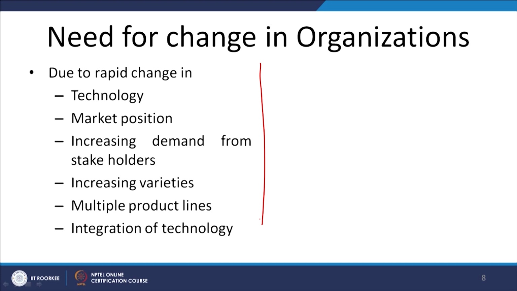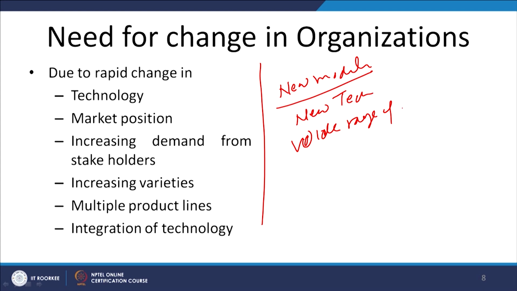Now, we will see why there is a need for a change in the organizational structures. If we see nowadays, as compared to the earlier days, things are changing very fast. We are getting new models almost every day, which are equipped with newer technologies, and in each product category there is a very wide range of quality and price. So, newer models, newer technologies, and for each type of product a huge range of variety with regard to quality and price.